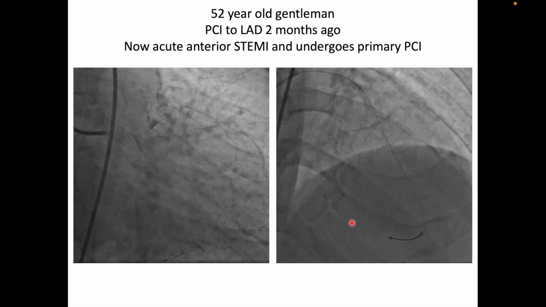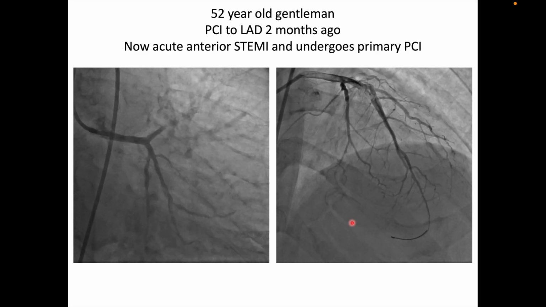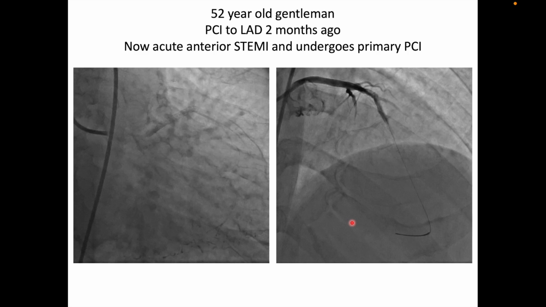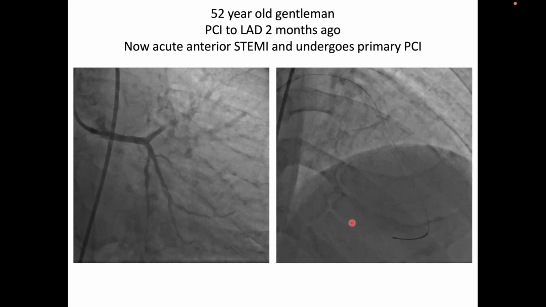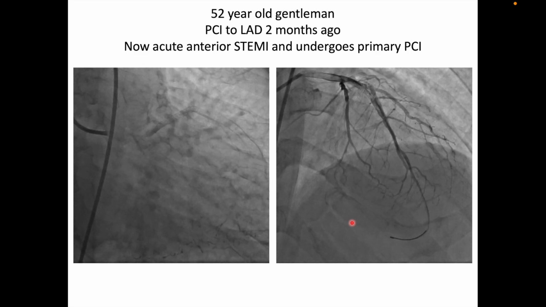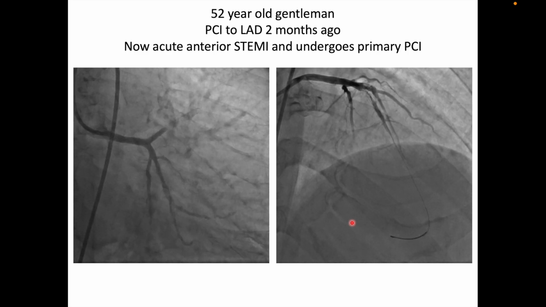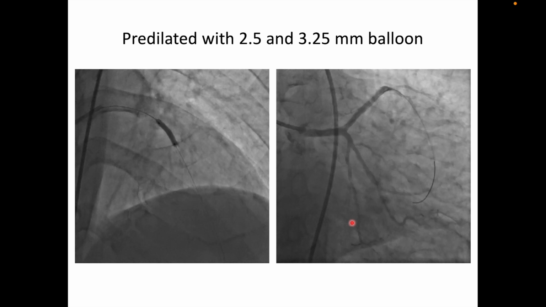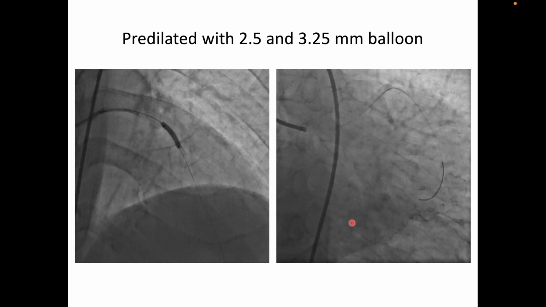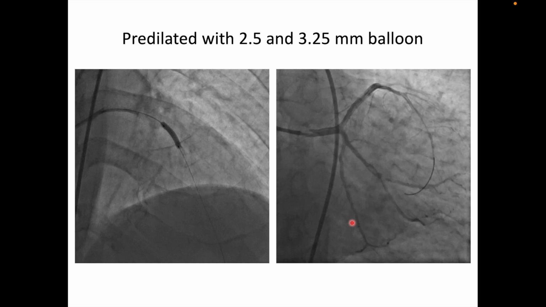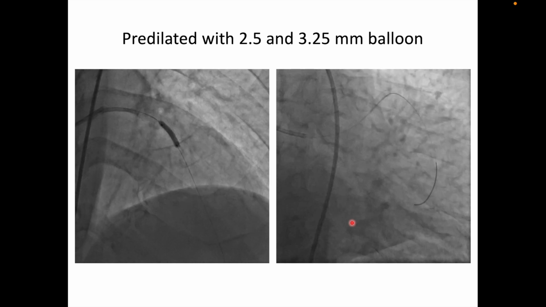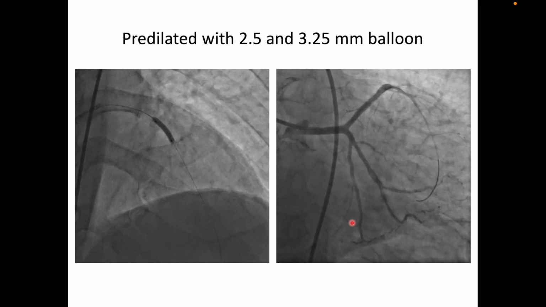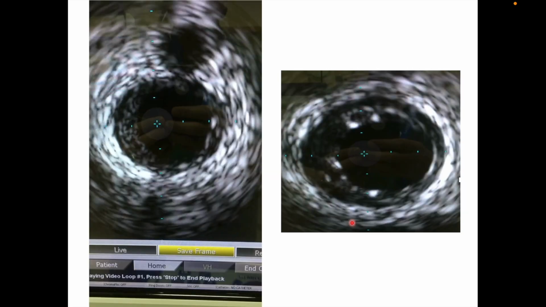This is a 52-year-old gentleman who had PCI to LED done 2 months ago, and now he presented with acute stent thrombosis, and this is the primary PCI going on. So you can see the occluded stent, thrombosed stent, and then it was pre-dilated with 2.5 and 3.25 millimeter non-compliant balloons. An IVUS run was then done to see the underlying mechanism for the stent thrombosis.